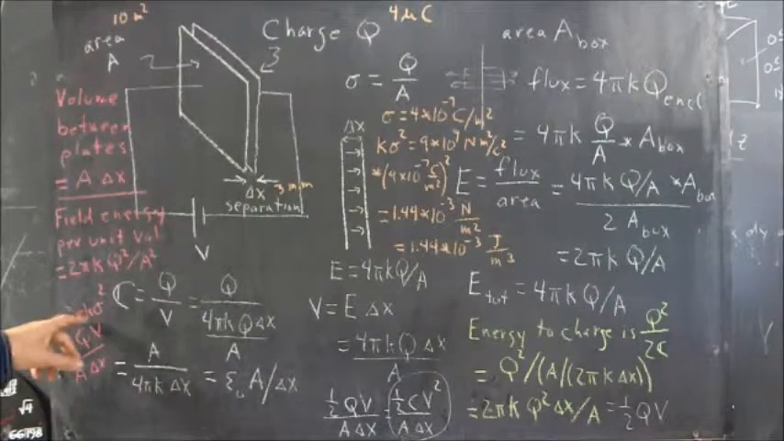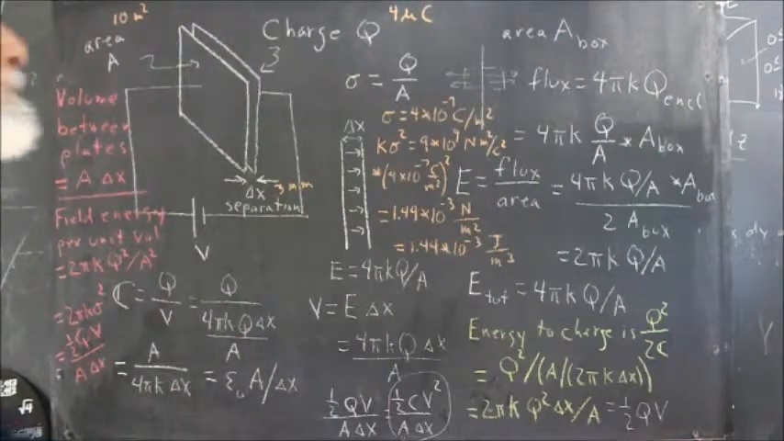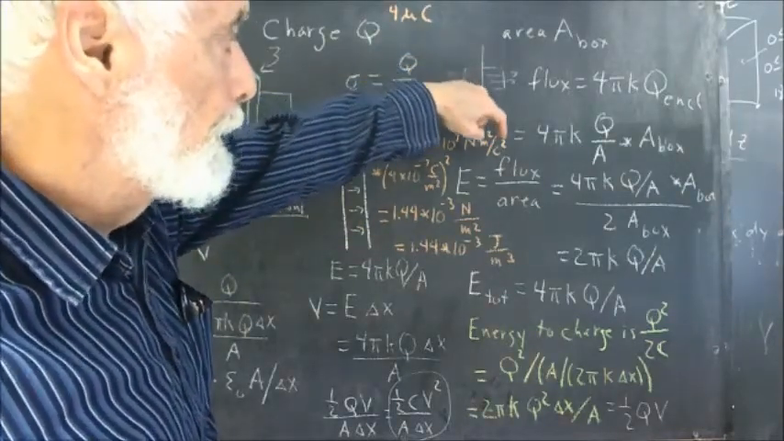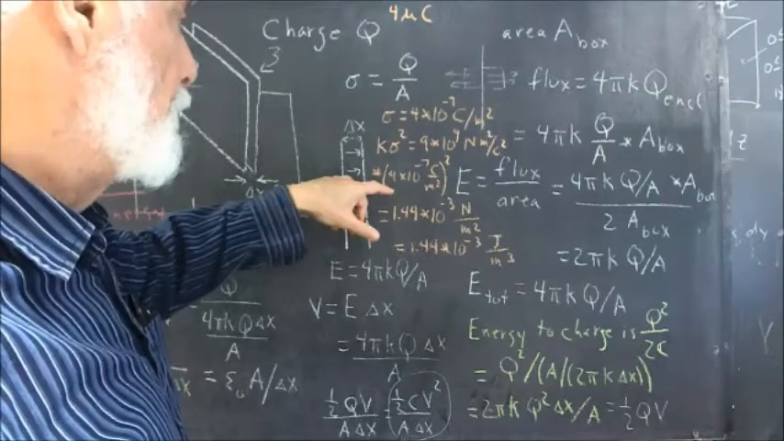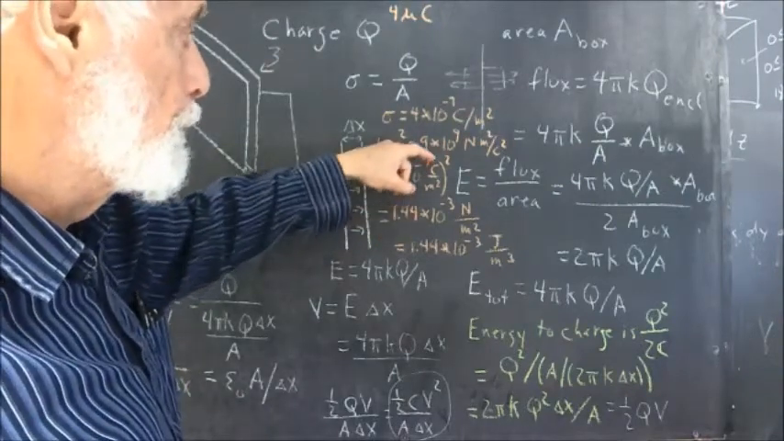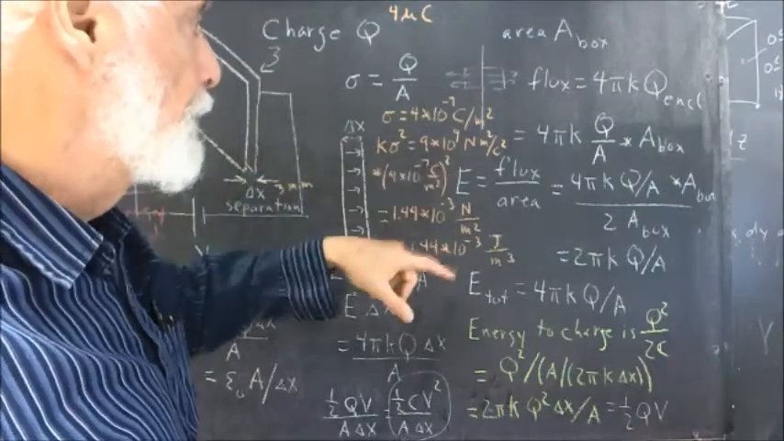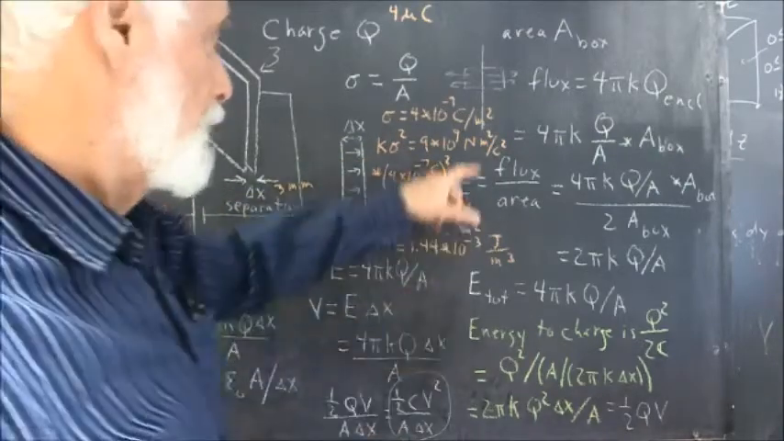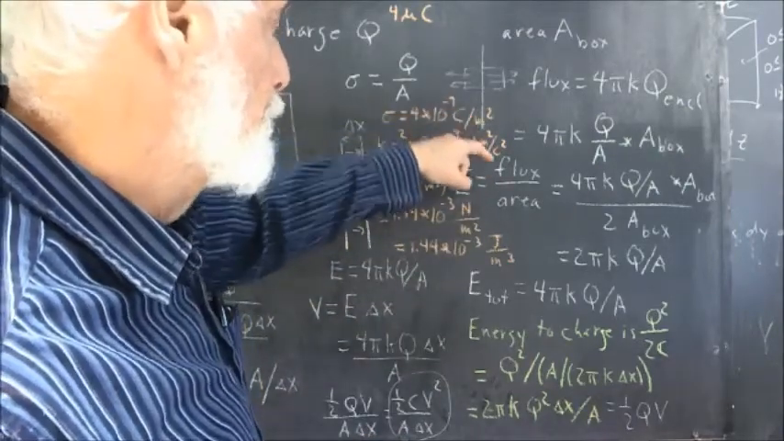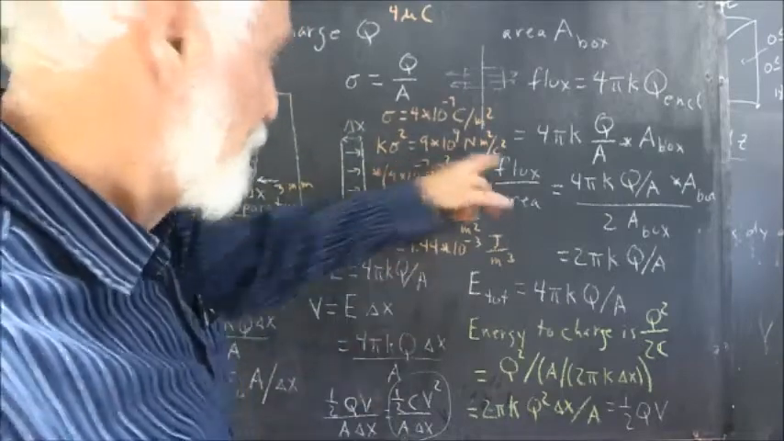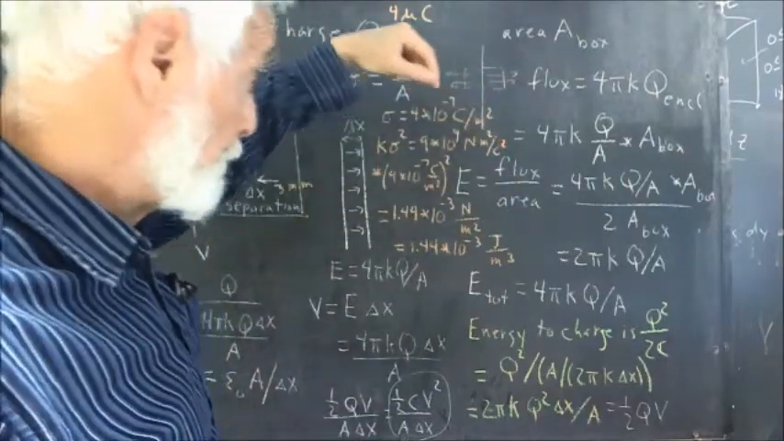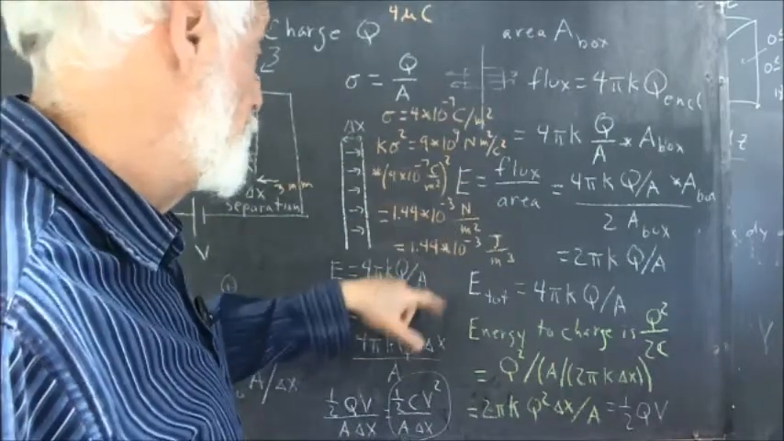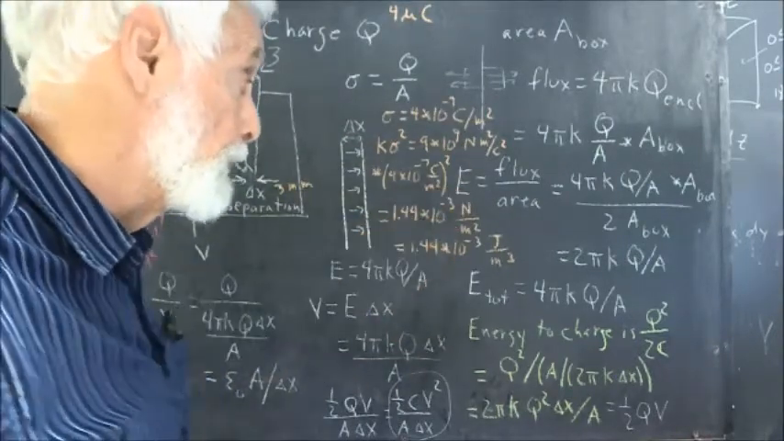And then we do k sigma squared. Well, k is 9 times 10 to the 9th newton meter squared per coulomb squared. Sigma is 4 times 10 to the negative 7th coulombs per meter squared. We square that, we get coulomb squared over meters to the 4th. Now, multiplying that with meters squared per coulomb squared, we get rid of the coulomb squared, but we're going to have a meter squared in the denominator and a newton in the numerator. So we have newtons over meter squared.